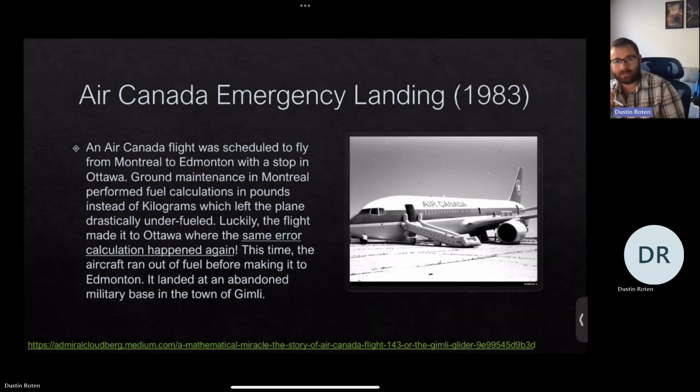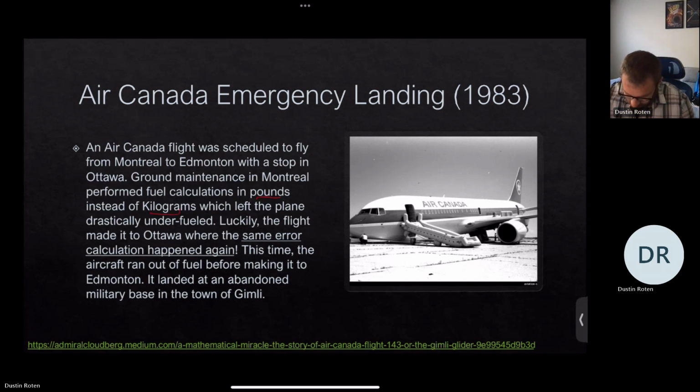Another interesting one is the Gimli glider. This Air Canada flight was scheduled to fly from Montreal to Edmonton, and it was going to stop in Ottawa. So the ground maintenance in Montreal did a fuel calculation to see how much needed to be put back in the plane so it could make it. Well, they used pounds instead of kilograms.